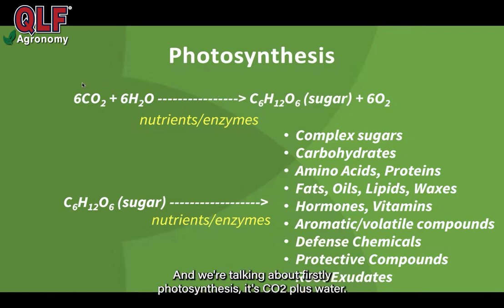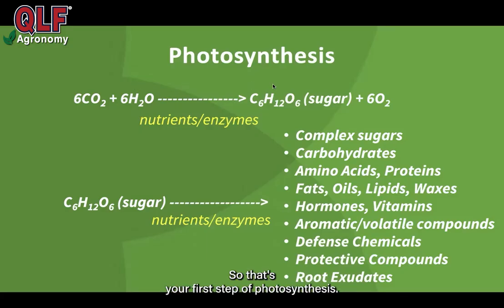And we're talking about, firstly, photosynthesis. It's CO2 plus water. And what the plant does, incredibly, using energy from the sun, is stitch that CO2 and water together to form sugar, glucose specifically, plus a little bit of extra oxygen for all of us to breathe, of course. So it's really just this simple process of stitching CO2 and water together to form sugar, but we need essential macro and micronutrients in order to catalyze that process.